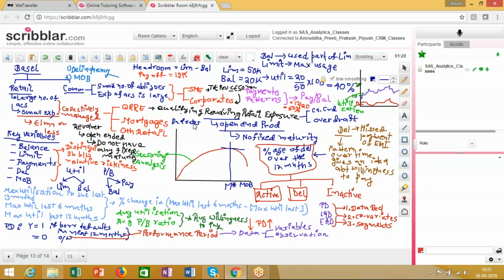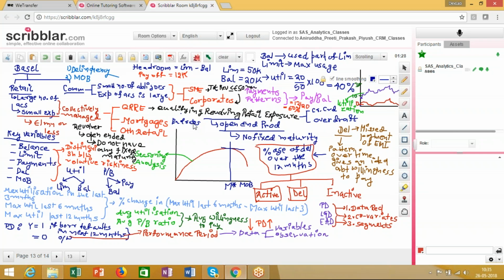Now talking about mortgages, mortgages are home loans. These are secured collateralized loans. And the third is other retail. When I talk about other retail, I have products like personal loans, automobile loans, etc. These are loans which comprise closed-end products, which may be secured or unsecured. So these are the three broad groups under which the retail portfolio is divided in Basel.